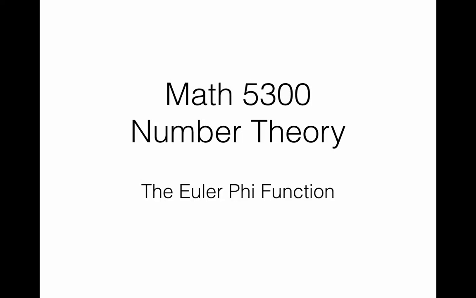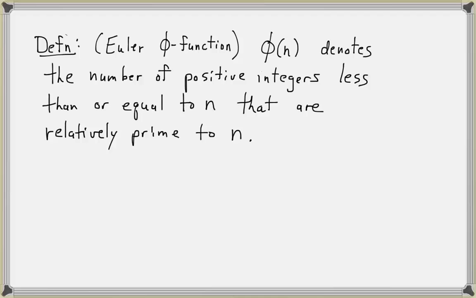In this lesson, we will discuss the Euler Phi function in more detail. Recall the definition of the Euler Phi function. We define phi of n to be equal to the number of positive integers less than or equal to n that are relatively prime to n.